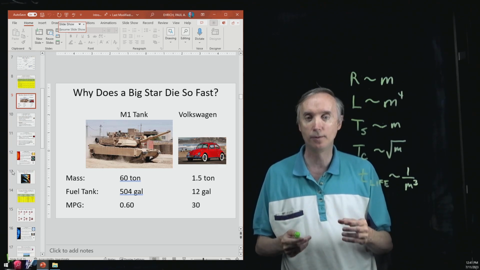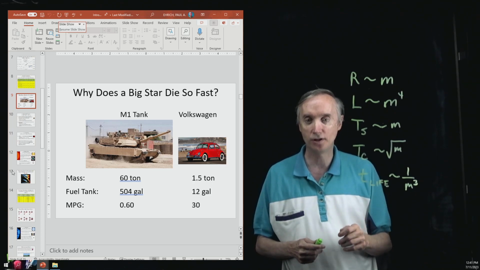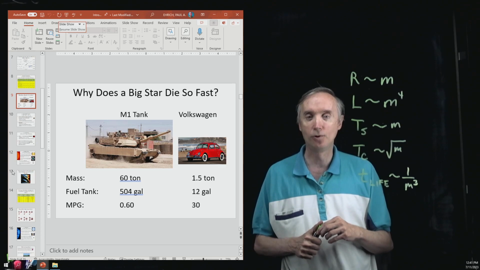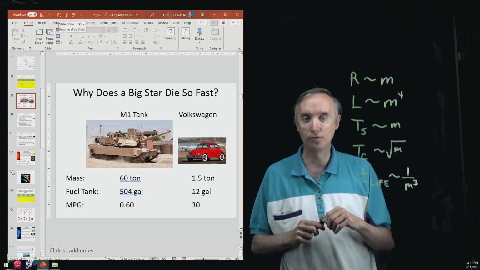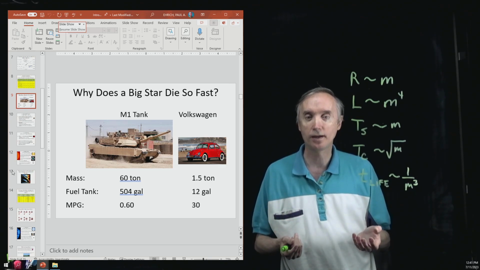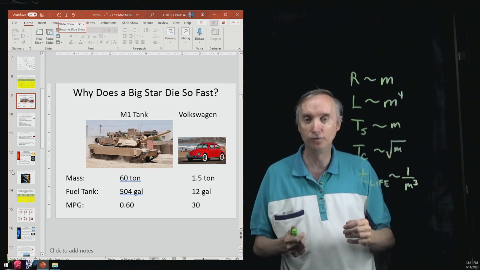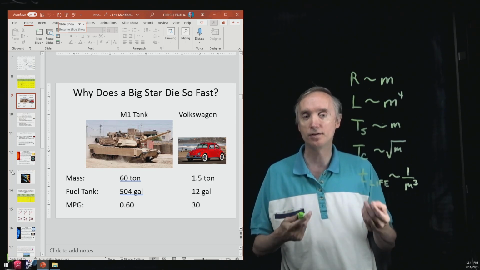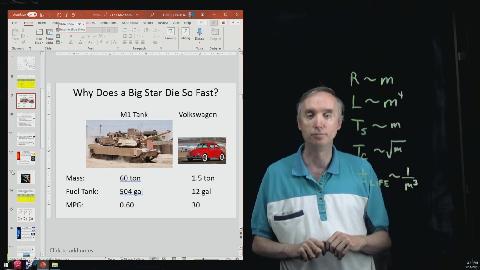So why does that M1 tank need such a large gas tank? Well, look at the MPG, miles per gallon. An M1 tank can travel 0.6 miles for every gallon of gasoline, whereas the Volkswagen has an MPG of 30 miles per gallon. Why? It takes a lot of force to keep that tank moving because it's so heavy, whereas it doesn't take as much energy to propel that Volkswagen Bug.